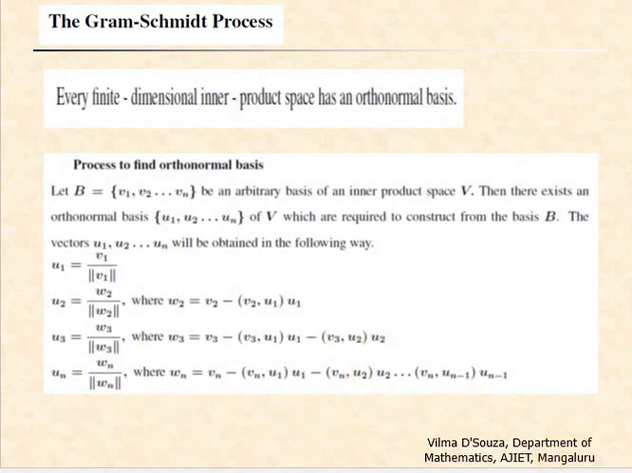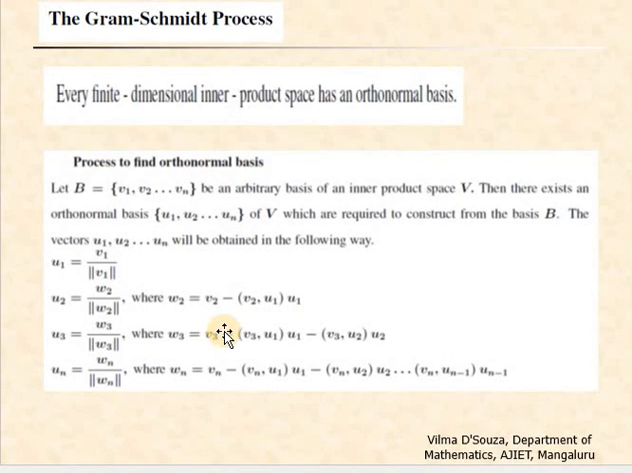So in general, can you tell me what Un is? Un is Wn by length of Wn, where Wn is Vn minus the inner product of Vn and U1 times U1, minus the inner product of Vn and U2 times U2, and so on, up to the inner product of Vn and Un minus 1 times Un minus 1. So this is how you find U1, U2, U3, etc., Un. Given any basis of a vector space V, you find an orthonormal basis of the vector space using the Gram-Schmidt process. Let me explain the process with an example.